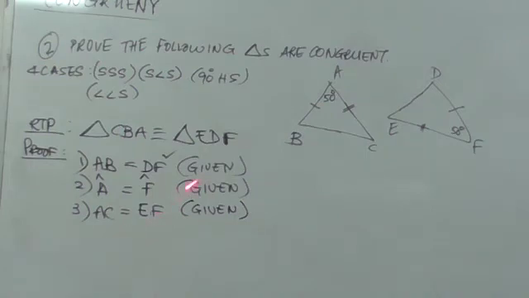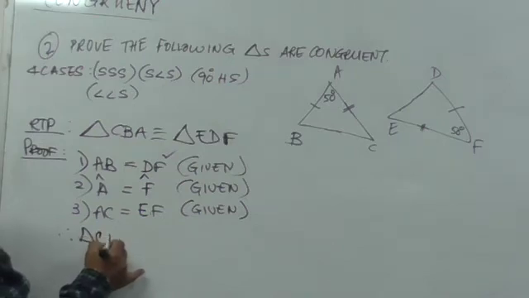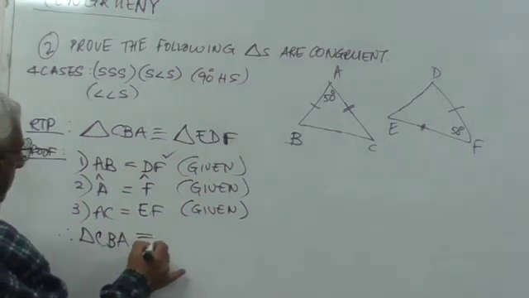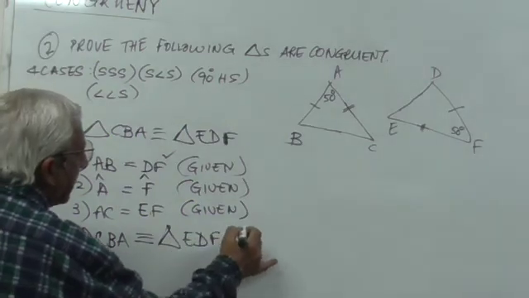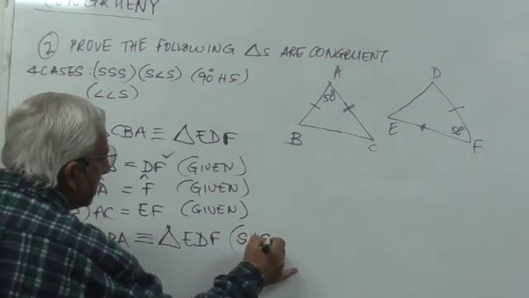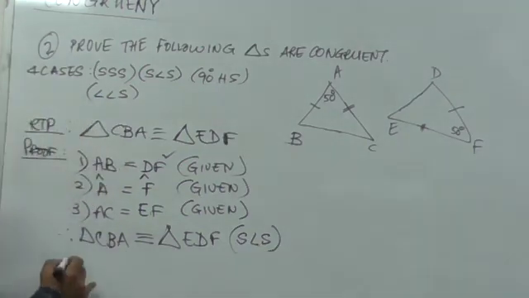Alright, so you can see AB is equal to DF, we're checking our work. Angle A is equal to angle F, yes. AC, which is marked with 2 strokes, is equal to EF, yes. So we say therefore triangle CBA is congruent to triangle EDF, and the case is side, angle, side. Now the deductions.